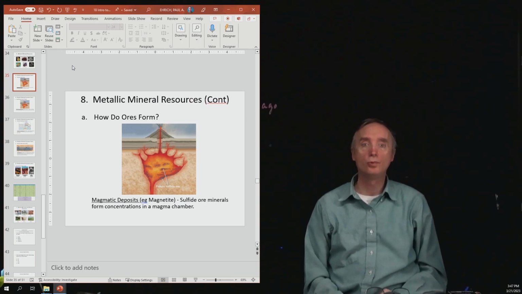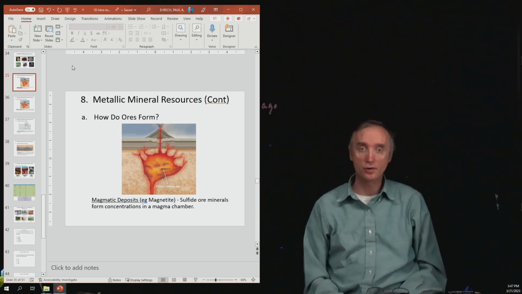Okay, now that we know what an ore is, how do ores form? And so our first method is going to be called magmatic deposits. So obviously we need a magma chamber for this.